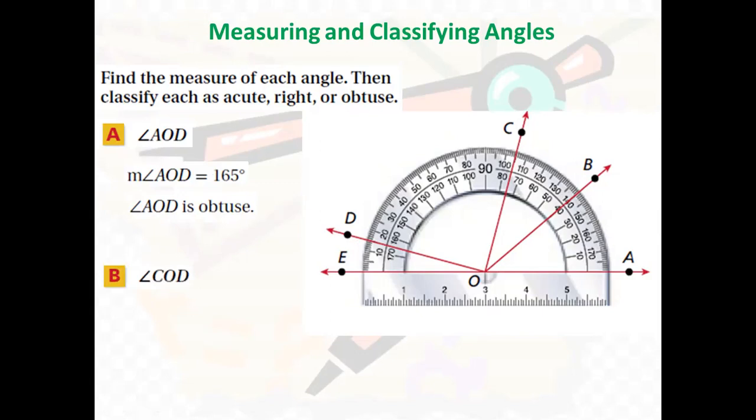Moving to the next one, angle COD. So angle C, O, and D. Now, which are the two hands of the angle? Hand D and hand C. Okay, is any one of the hands on zero? No, both the hands are not on zero. Now, when both hands are not on zero, what do you do?